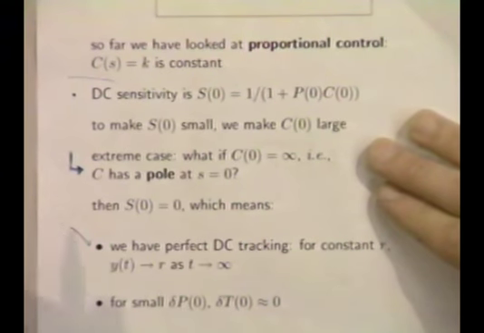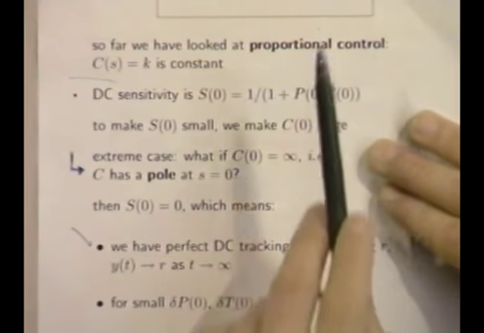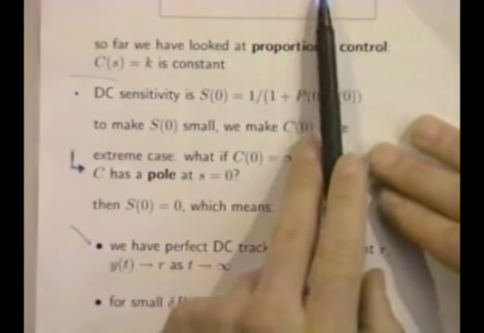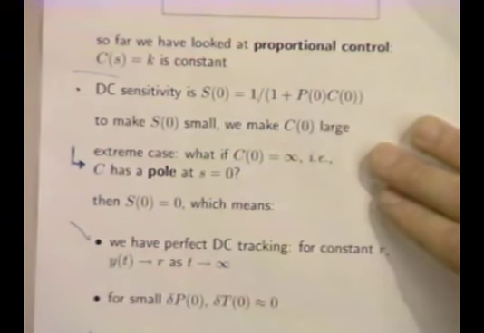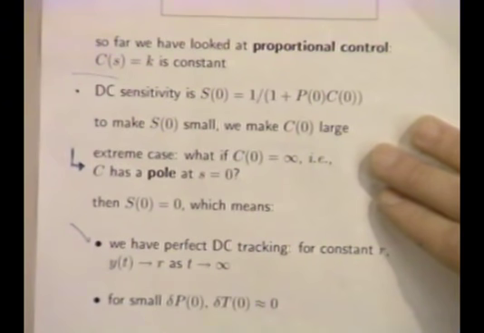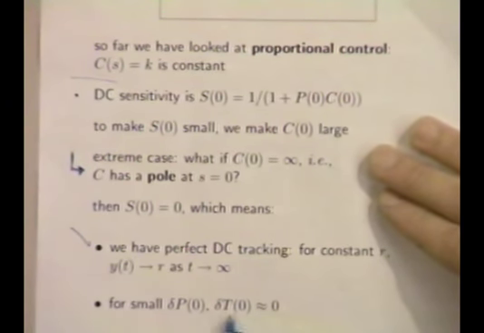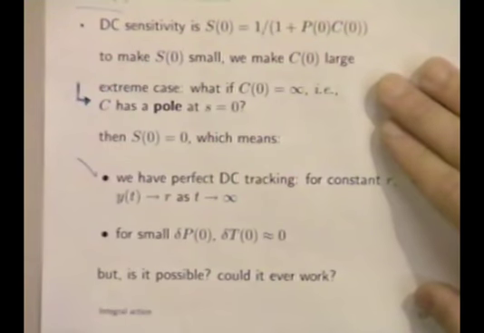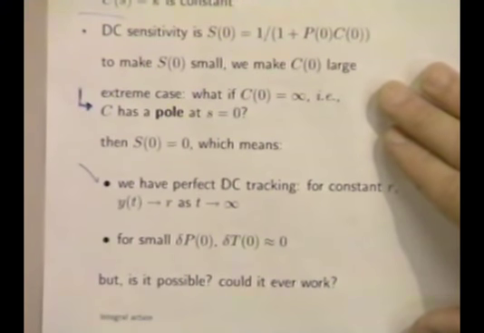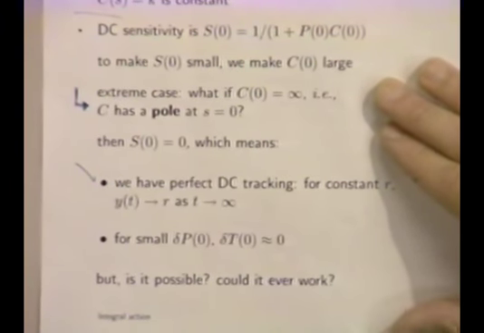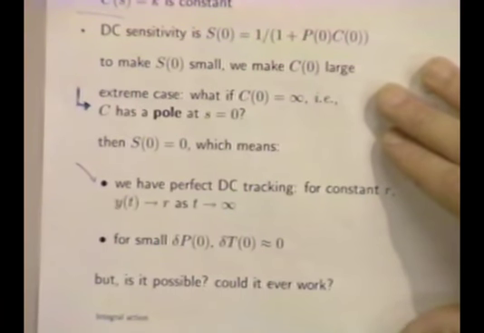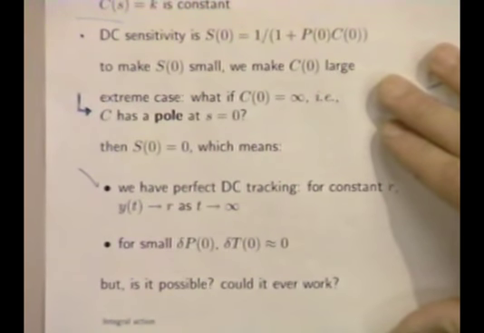And since the sensitivity at DC is 0, you also find that the plant here may have variations in DC gain, but that doesn't matter. You will still have perfect tracking. In other words, no change in the transfer function at DC despite those plant variations. So the question is, is this possible? Could it ever work? Why would you be suspicious that it may not work?